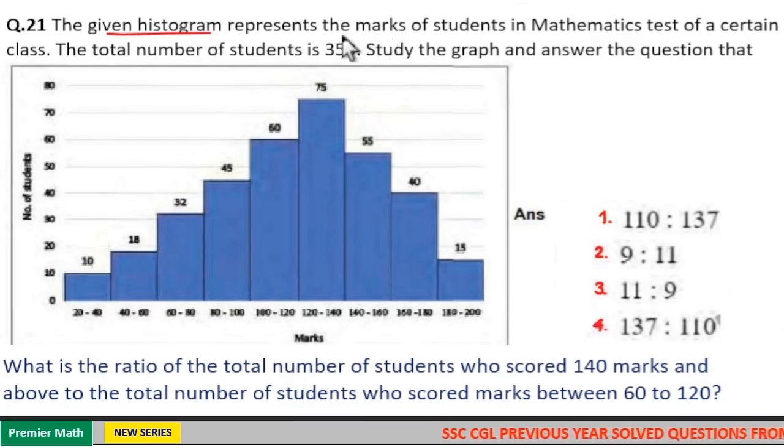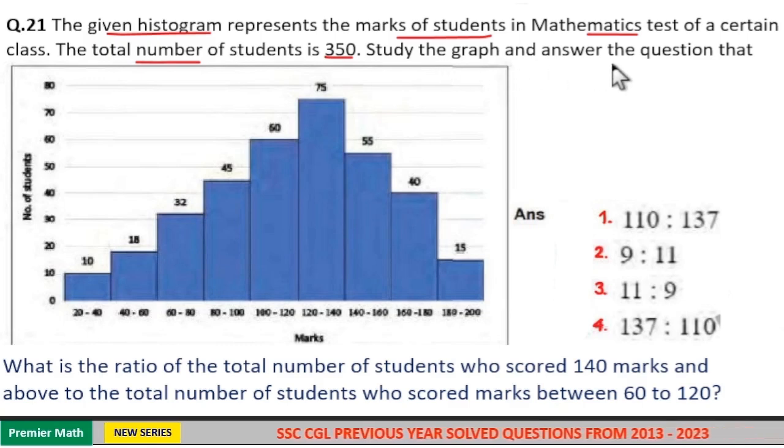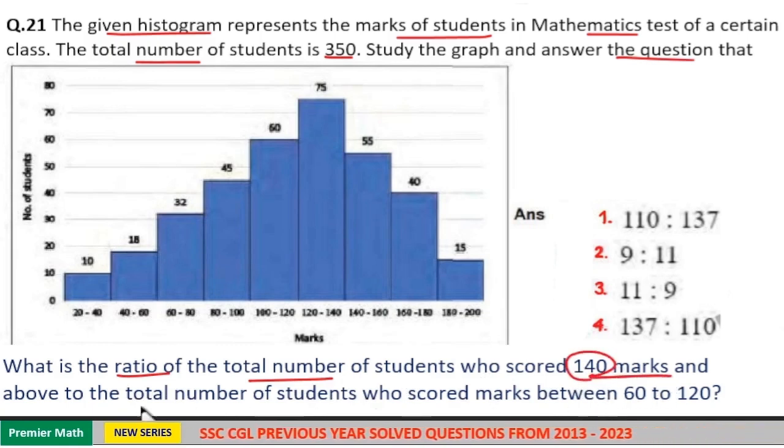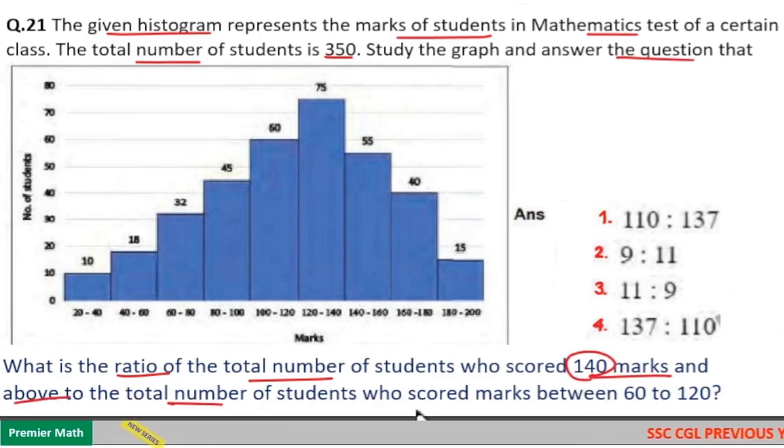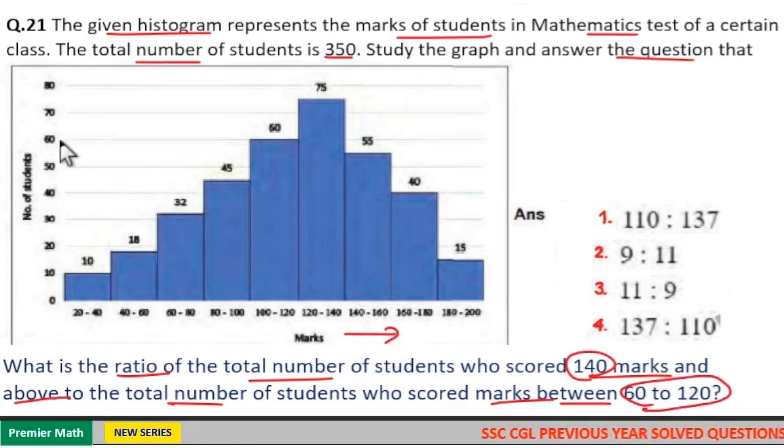The given histogram represents marks of students in mathematics test of a certain class. The total number of students is 350. Study the graph and answer the question that follows. What is the ratio of total number of students who scored 140 marks and above to the total number of students who scored marks between 60 to 120? Here, x-axis shows marks and y-axis shows number of students.